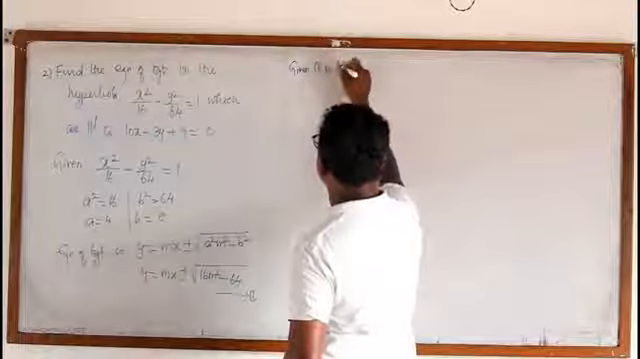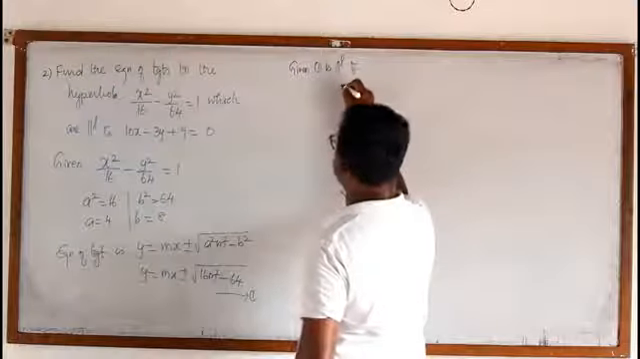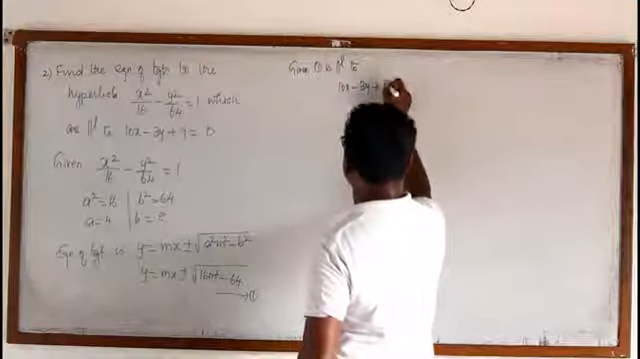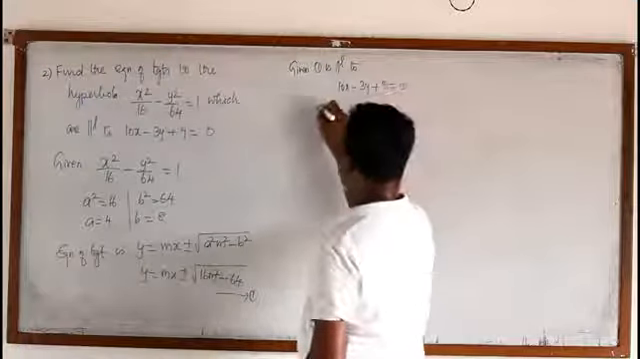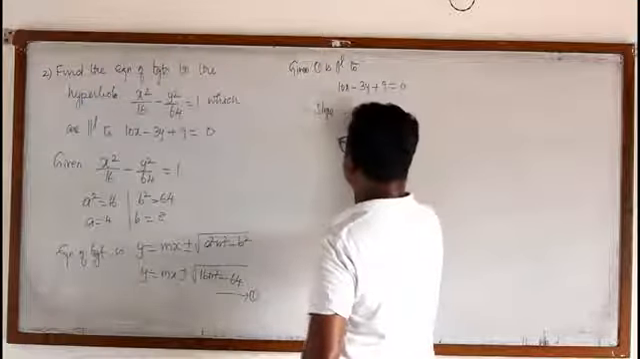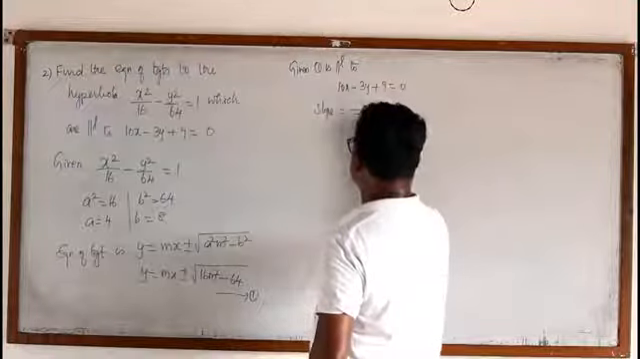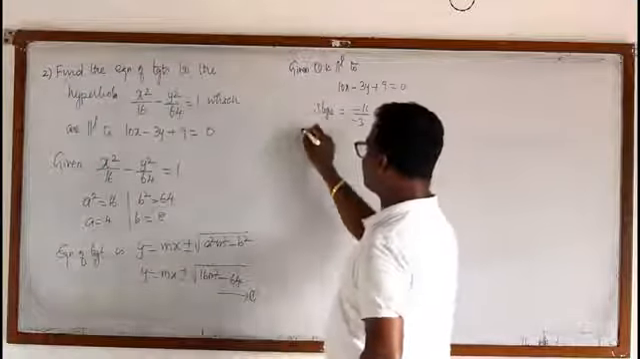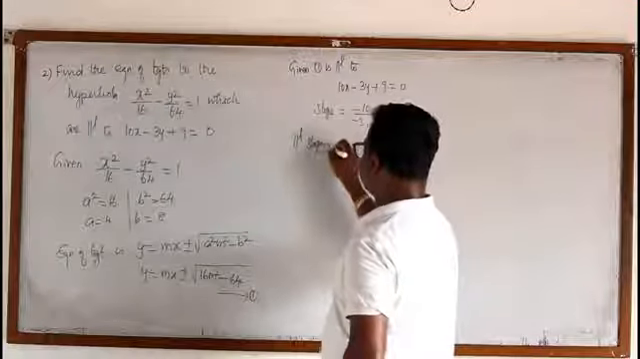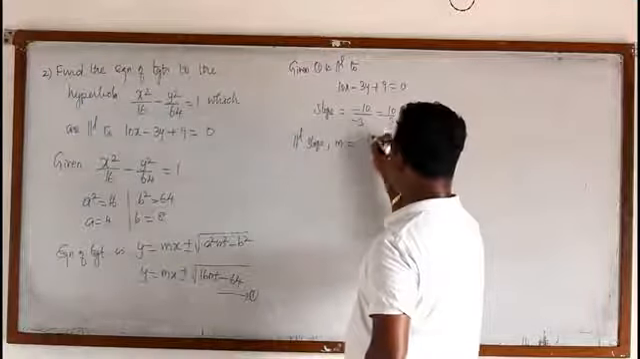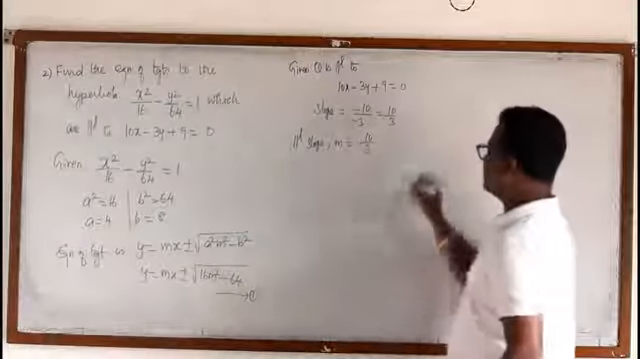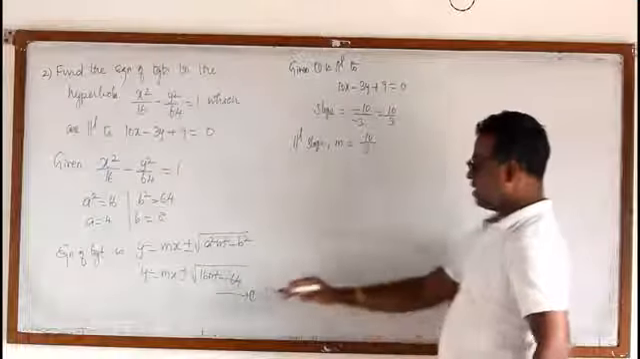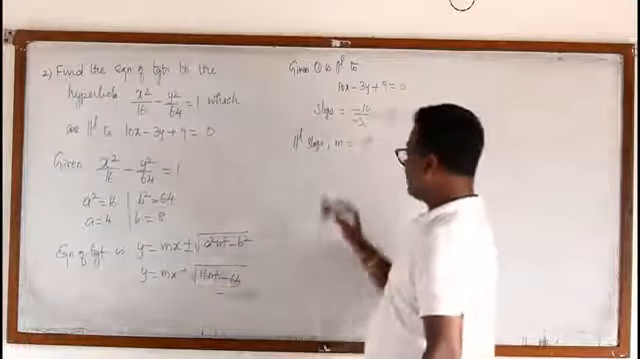So given, one is parallel to 10x minus 3y plus 9 equal to 0. Therefore its slope is minus coefficient of x by coefficient of y, 10 by 3. Therefore, the parallel slope, that is m, is also 10 by 3. Since parallel slopes are equal, now shall I substitute m as 10 by 3 here?